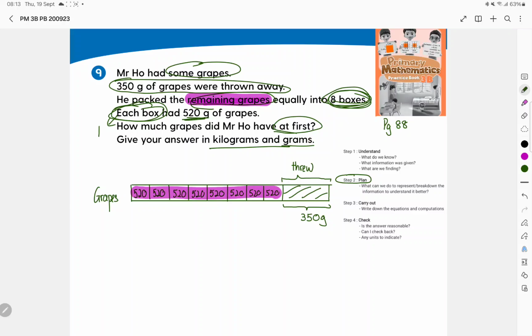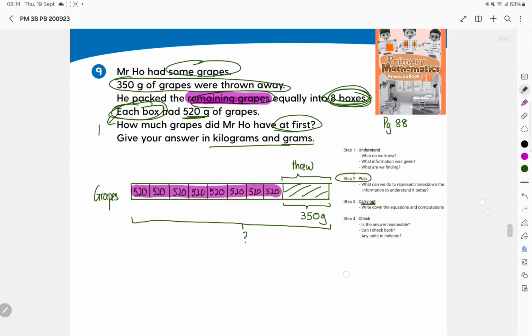Okay, so now the question asks, how much grapes did Mr. Ho have at first? In the model, where is it at first? At first means whatever he had in all. That's what he had at first, right? So this will be our question mark. Now we managed to break the question down into a model to understand it better. So now we have to carry out the computations and the equations.